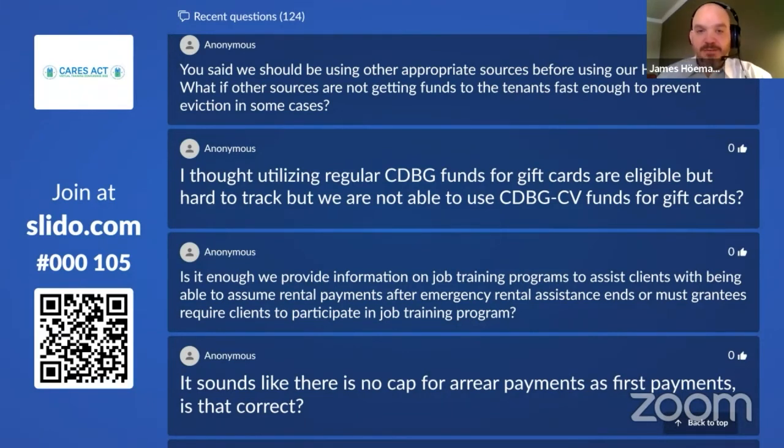I thought utilizing regular CDBG funds for gift cards are eligible, but hard to track. We are not able to use CDBG funds for gift cards. You can't use either one for gift cards. It is not what we do. It does not fall in line with the regulation where you're paying the provider on behalf of the individual. So gift cards, whether it's annual CDBG or CDBG-CV, is a no.